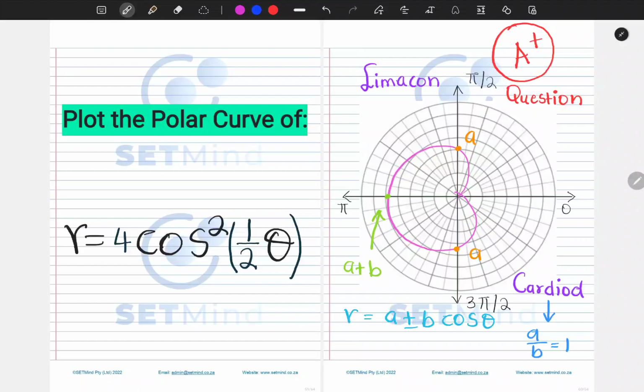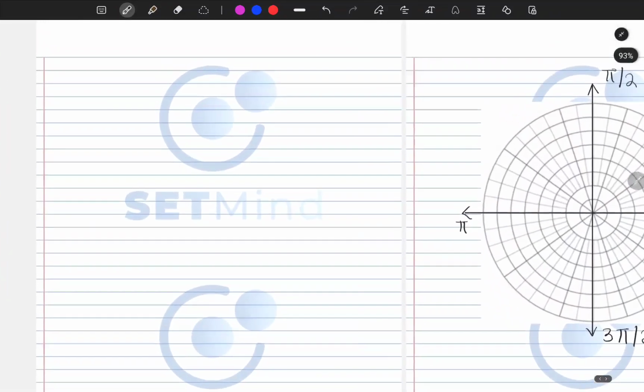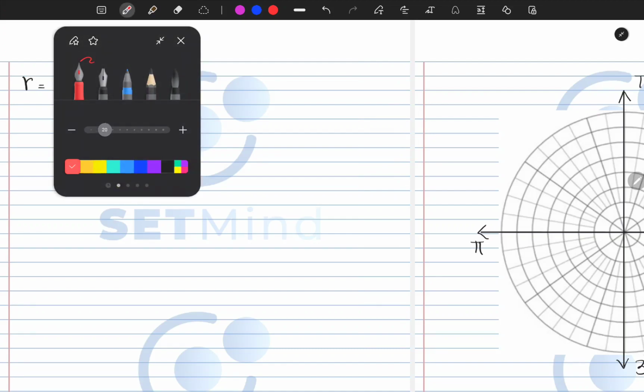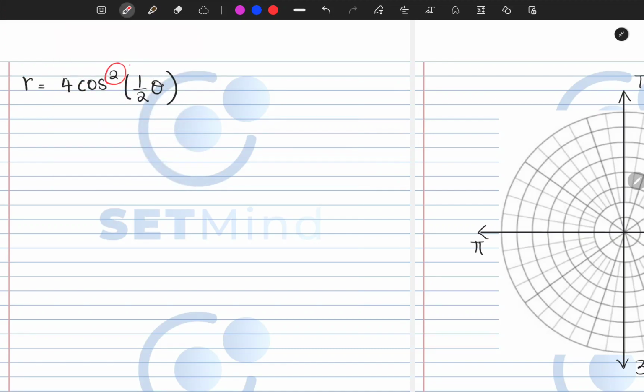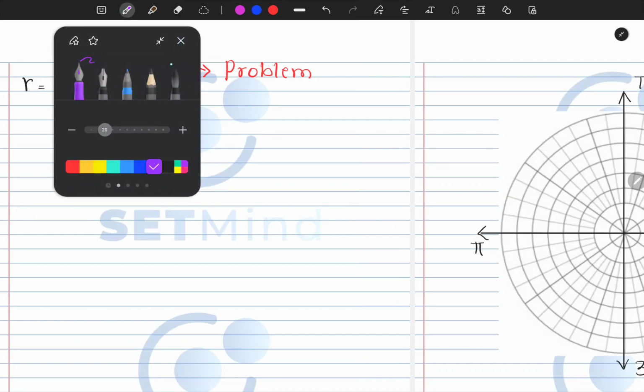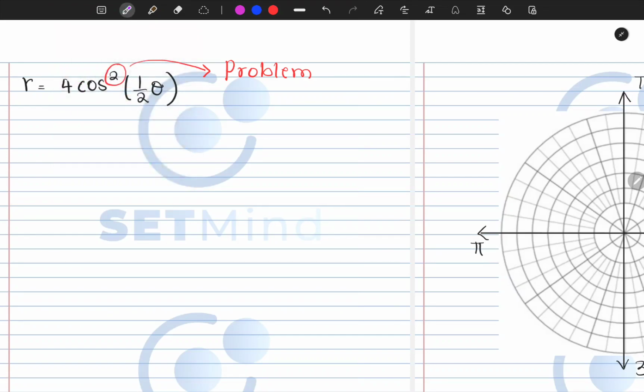How do we go about wrapping our heads around this question? Well, the first thing which I'm going to consider is the fact that we are given r equals 4 cos squared of half of theta. The first thing which I'm going to realize is that this here is a problem. How do we solve that problem? So we ideally do not want a square whenever we are dealing with polar graphs. So we should ask ourselves, how do we solve the problem?